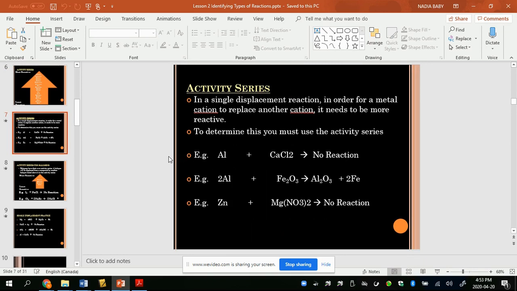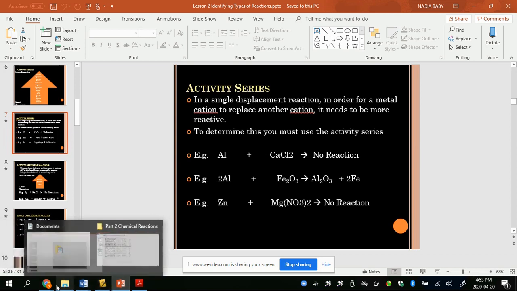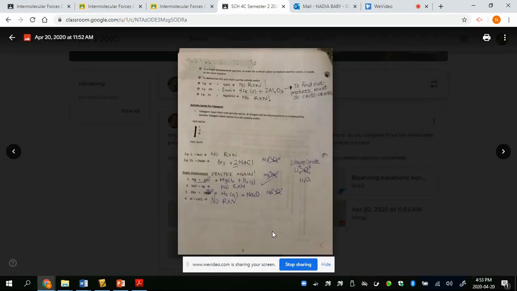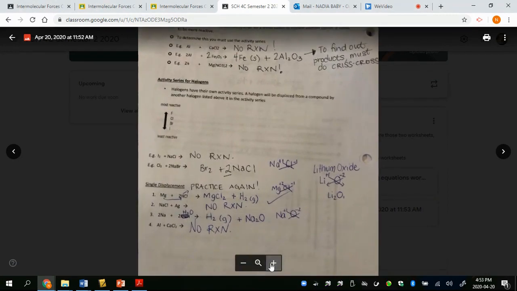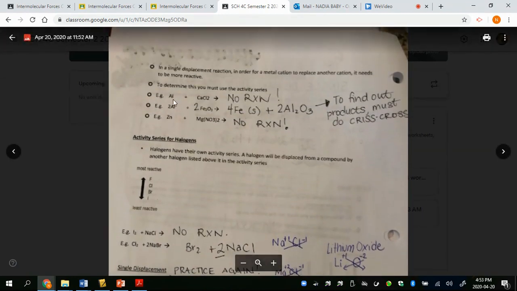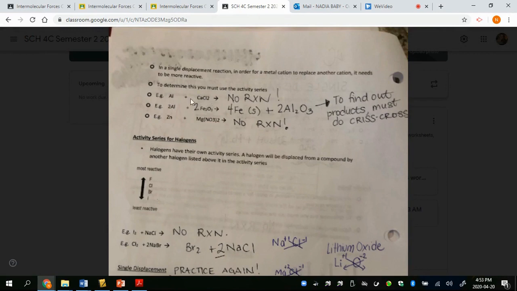So we're going to take up that worksheet now. Here's the worksheet, and I'm just going to go over the answers. The first one is aluminum plus calcium chloride. This was given in the PowerPoint. You have to refer to the activity series list on the page right before it, so this is the back of the page. You'll find that aluminum is below calcium on the list, so therefore it cannot kick it out. That's why we wrote no reaction.